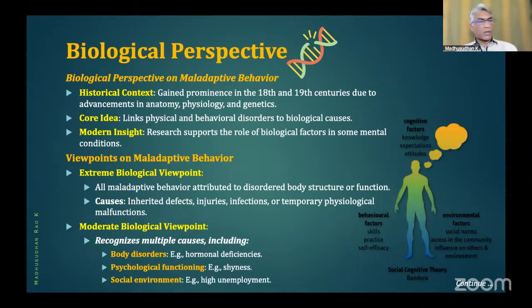So what does the moderate biological viewpoint say here? It recognizes multiple causes that include body disorders. It is not just genetic. Even hormonal deficiencies can lead to body disorders. Then psychological functioning, his adjustment to situations, shyness, anger, so many things. Then the social environment, such as unemployment or lack of work, which can lead to maladaptive behavior.